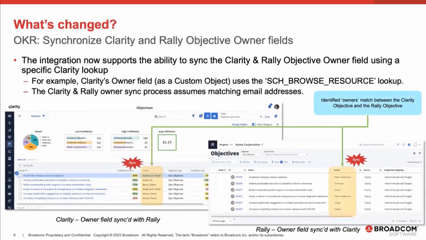So what's changed? In the context of OKRs, Clarity has added the capability to synchronize Rally's objective owner with Clarity's objective owner. The integration detects if ownership changes occur either in Clarity or Rally and ensures the system will always reflect current ownership. It's not unusual for OKR ownership to change either in Rally or Clarity, in either the business side of the house or the engineering side of the house. With that in mind, this is a call out to run the sync job on a regular cadence to keep end user lookup value changes in sync.